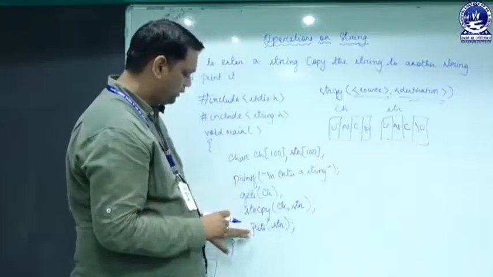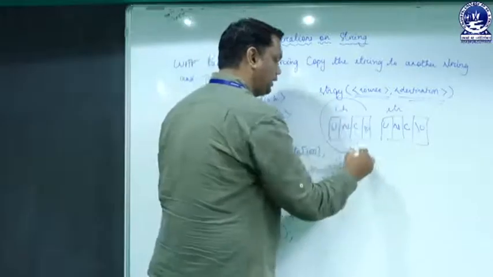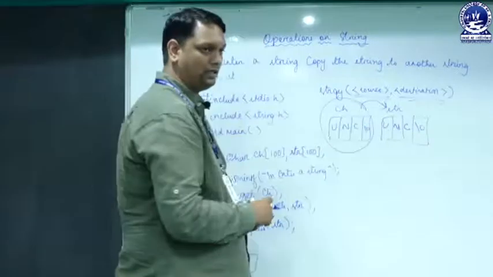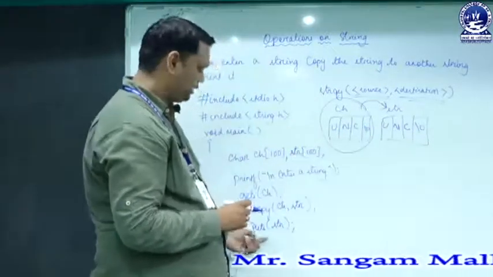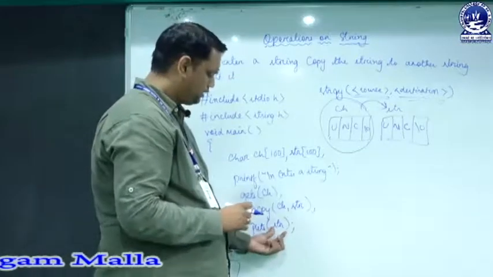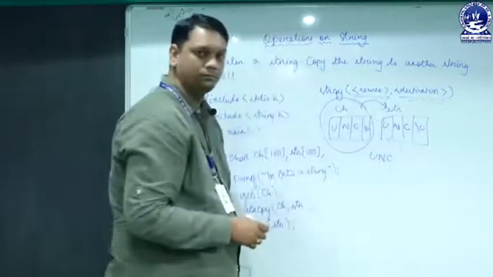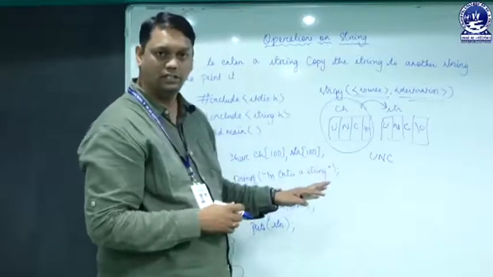Now it will print the value of str. As we know, we have to copy the characters from ch to str, so the value of str has been updated with the ch value. So we will print the value of str. When we write puts(str), the str value will be printed, that is, unc will be printed. So here you can see that it has been successfully executed.